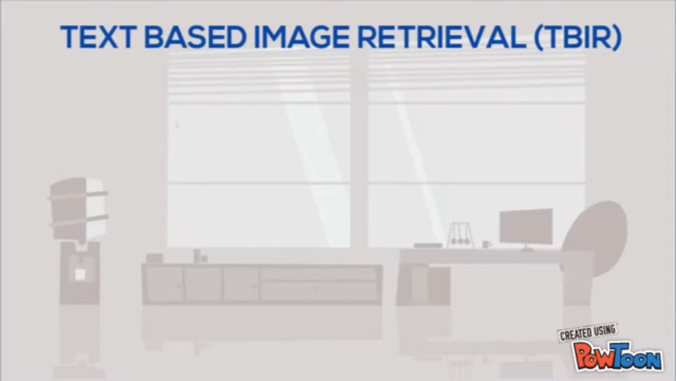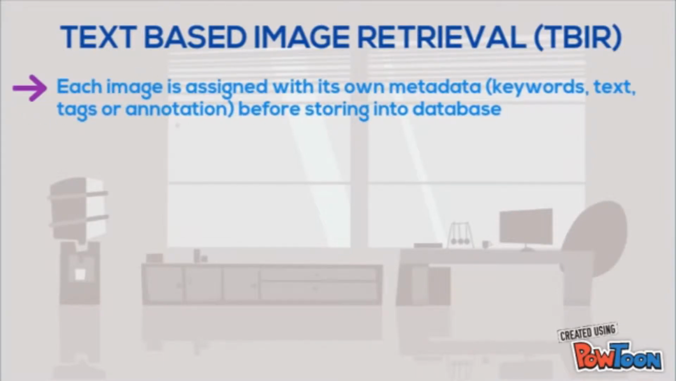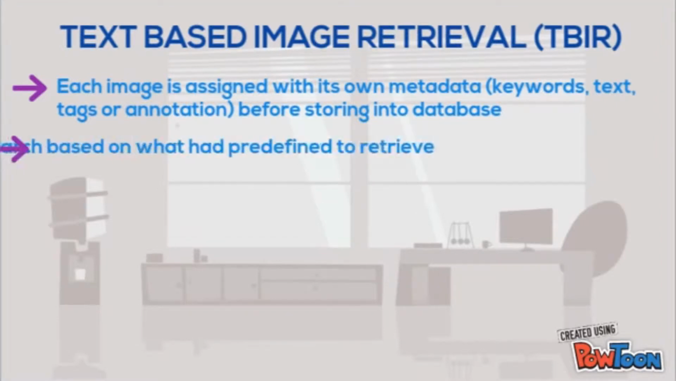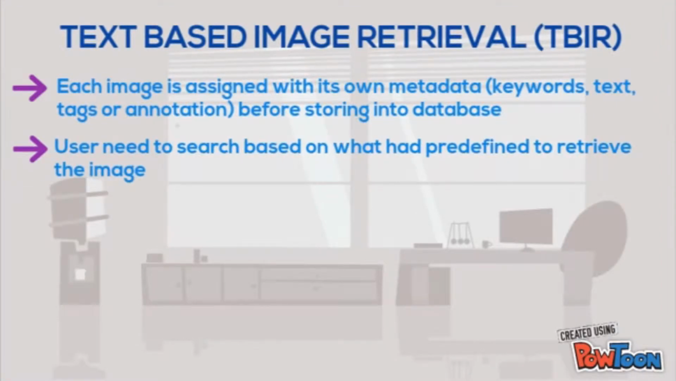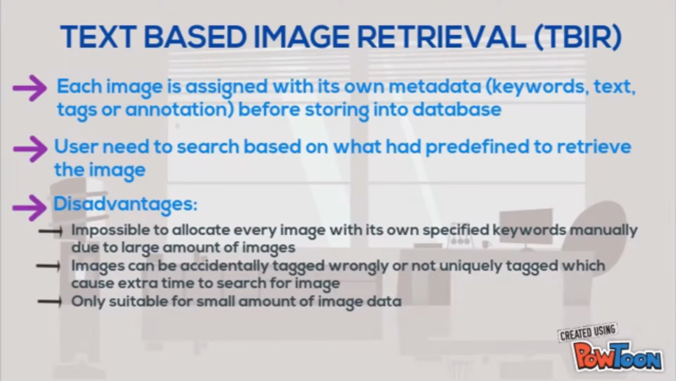Text-based image retrieval is a traditional image retrieval method, in which each image is assigned its own metadata, and users need to search based on what has been predefined to retrieve the image. The disadvantages of this method are, first, it is impossible to allocate every image its own specified keywords manually. Second, images can be accidentally tagged wrongly or not uniquely tagged. Third, it is only suitable for a small amount of image data.